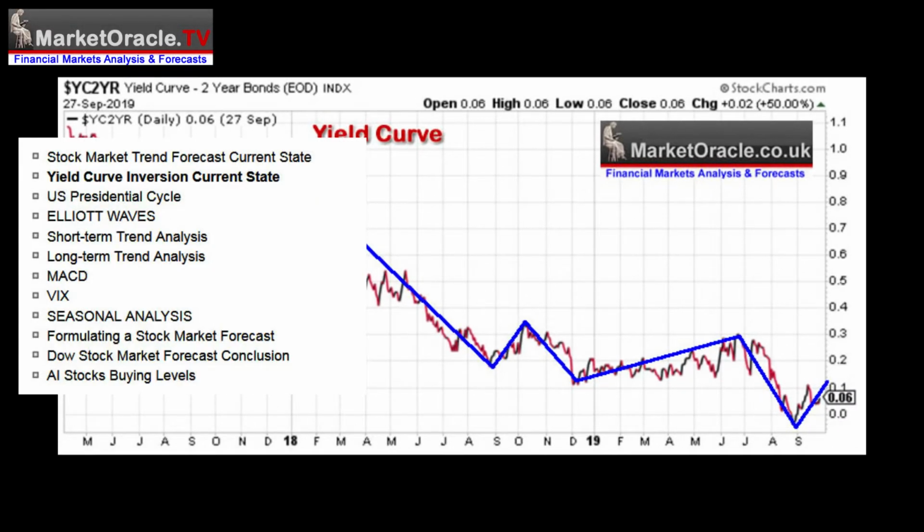Stock Market Analysis Part 2. Yield Curve Inversion Current State.